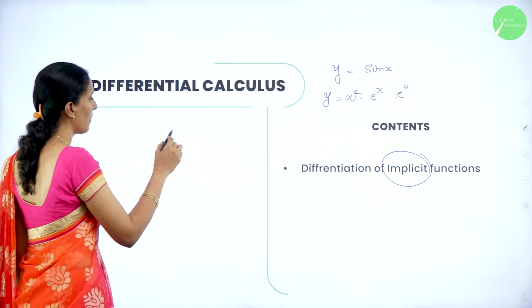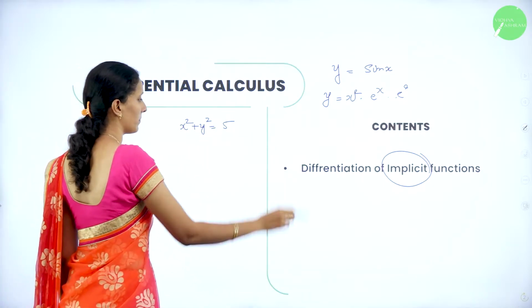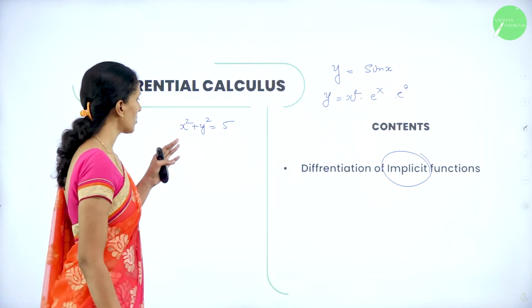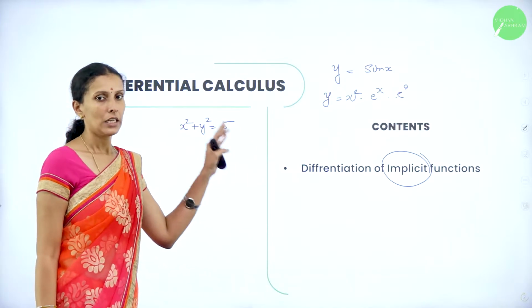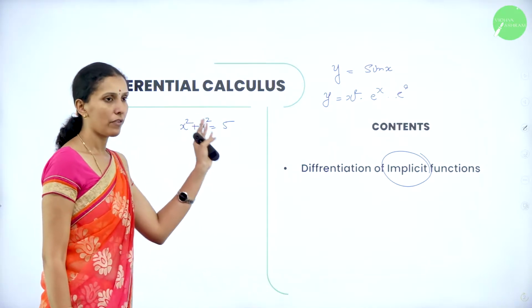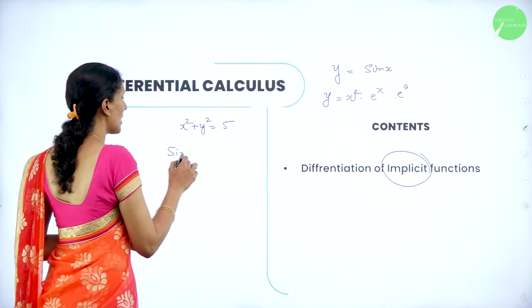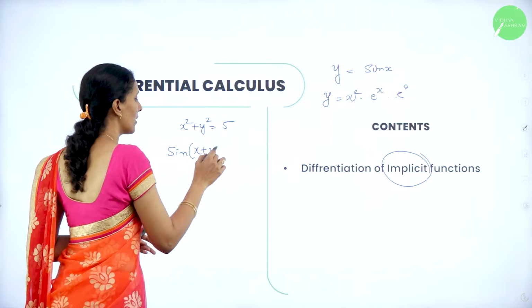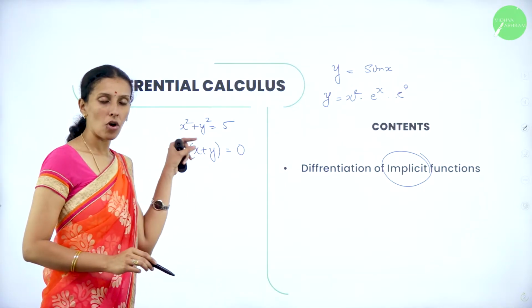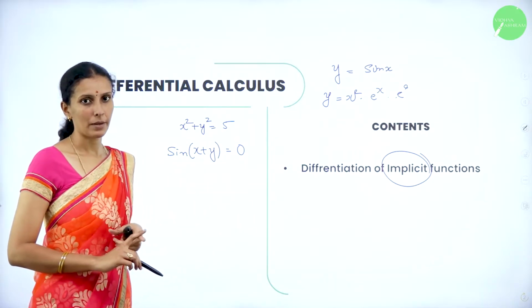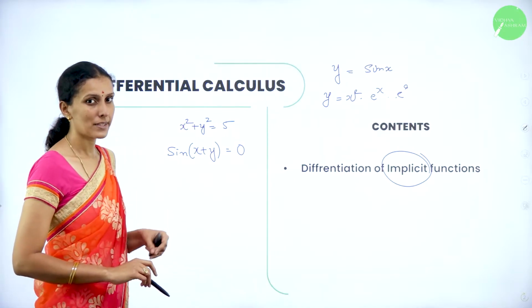Here, I will give you an example: x square plus y square is equal to 5. So here you can look at the function. We have x square along with y square with the constant. So whenever you find these types of function, they are called implicit functions. I'll give you one more example. Sin(x plus y) is equal to 0. So here we have a sine function along with the x variable as well as the y variable. So whenever you find these types of function, they are called implicit functions.